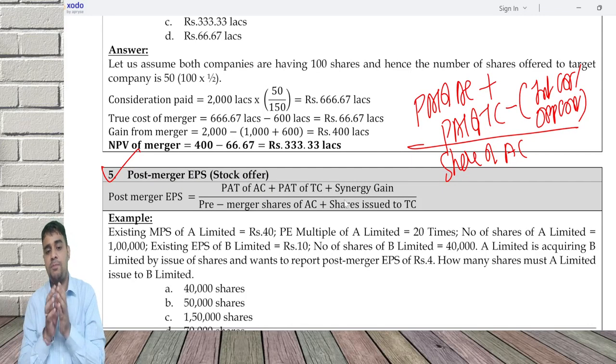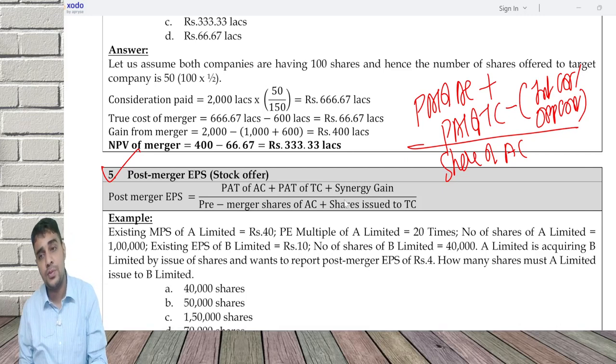Okay, so there's a PAT of AC and there's a PAT of TC. Along with that, there is going to be interest cost. What is this interest cost? When you pay a cash consideration, you'll be paying 1,000 lakhs, 2,000 lakhs. This 1,000 lakhs you may borrow. If you are borrowing, you will pay interest cost.